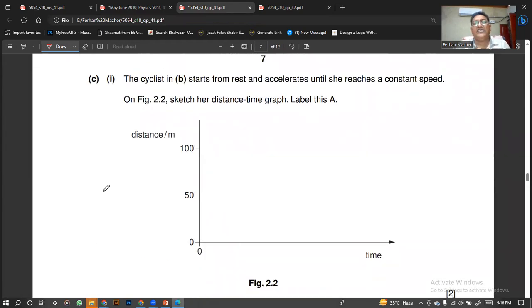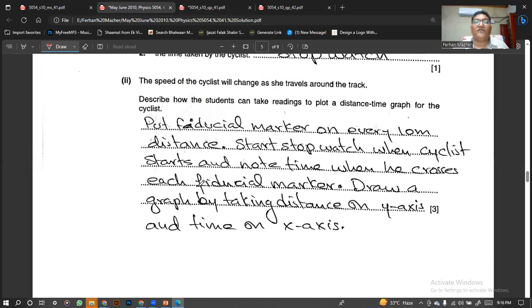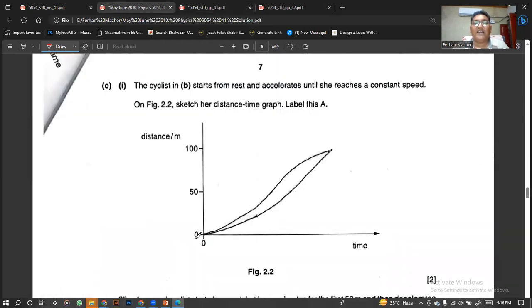The cyclist in part B starts from rest and accelerates until he reaches a constant speed. On figure 2.2, sketch her distance time graph. Label, this is very important. He started from rest and he accelerates, his speed is increasing. And then he starts moving at a constant speed. So here you have to draw a graph. First the graph will be flat, and then it will accelerate, and then its speed will become constant. You see, after this it comes.